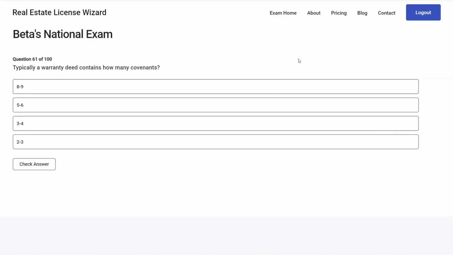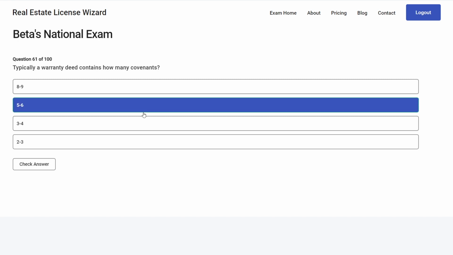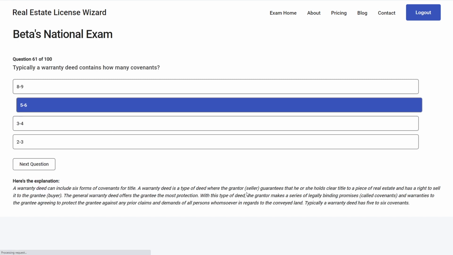All right, 61. Typically, a warranty deed contains how many covenants? Is it eight or nine, 5 or 6, 3 or 4, or 2 or 3? All right, think about that one. All right. Hopefully you came up with that one. So the correct answer for this one is 5 or 6. That's right, 5 or 6.